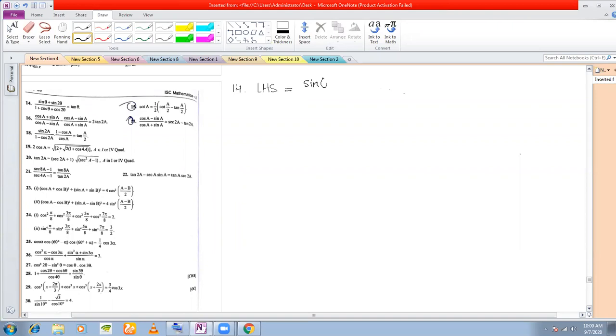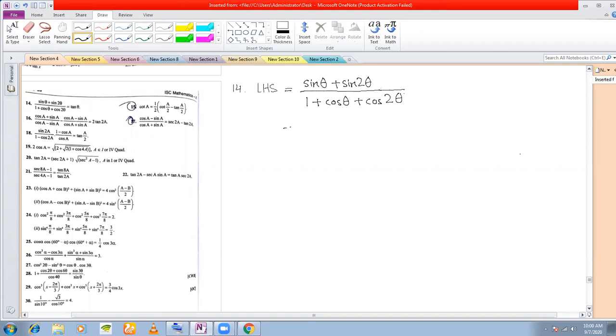Sine theta plus sine 2 theta by 1 plus cos theta plus cos 2 theta. You need to prove that this is equal to tan theta.